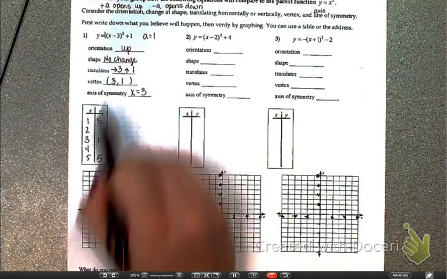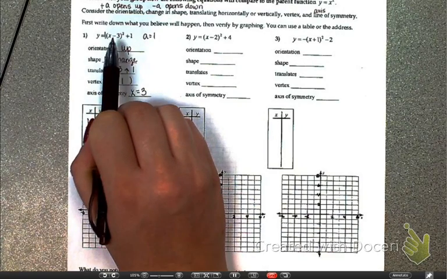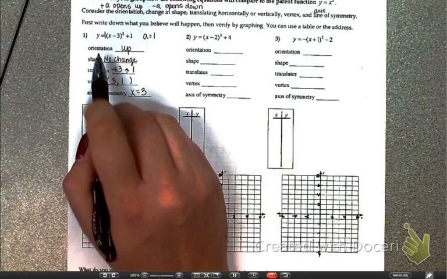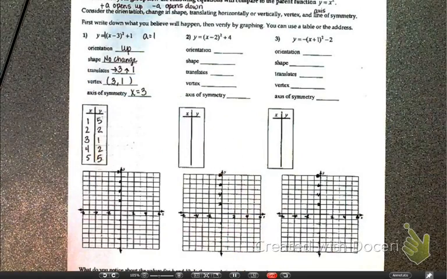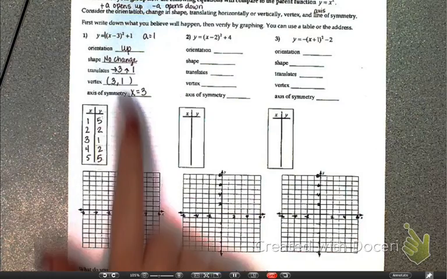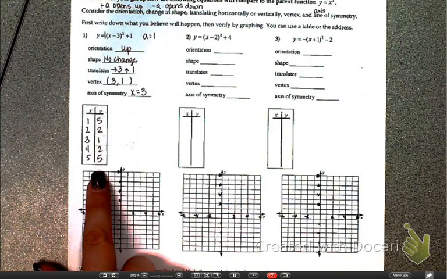If I plug in 2, 2 minus 3 is negative 1. Negative 1 squared is 1, and then 1 plus 1 is 2. So before I even graph, I know my graph is going to be shifted over 3 and up 1. My vertex is going to be over here somewhere. It's going to face up. It's going to look like the parent function width-wise, not wider or skinnier. If it doesn't have those 3 things, you did something wrong, and it probably happened in your table of values.